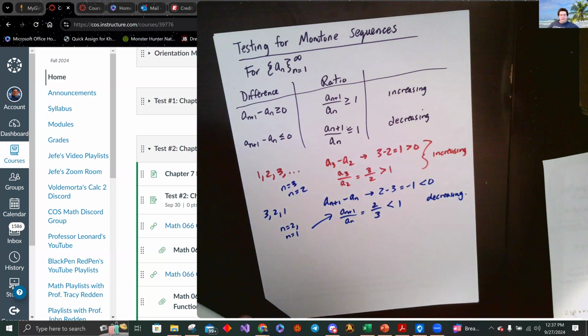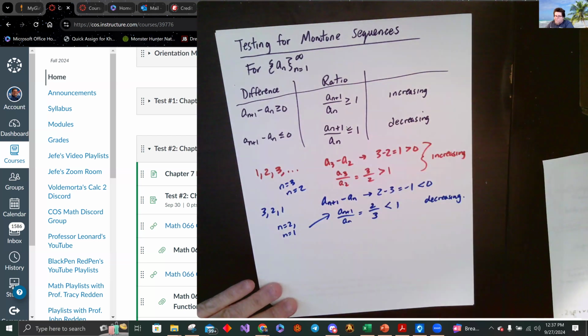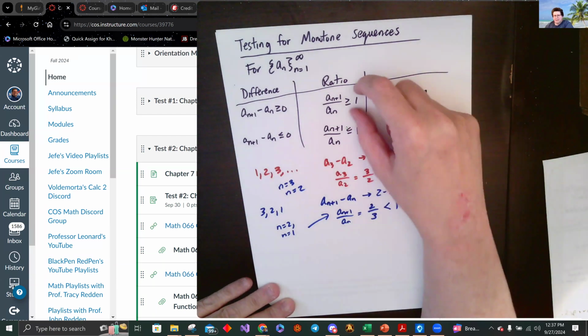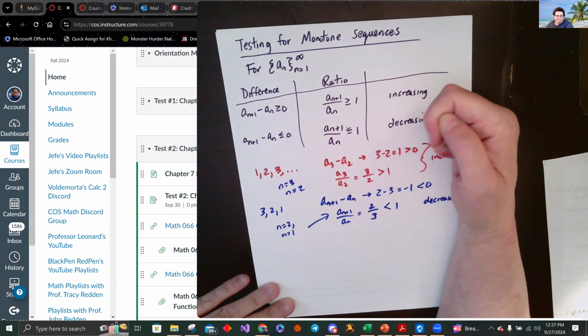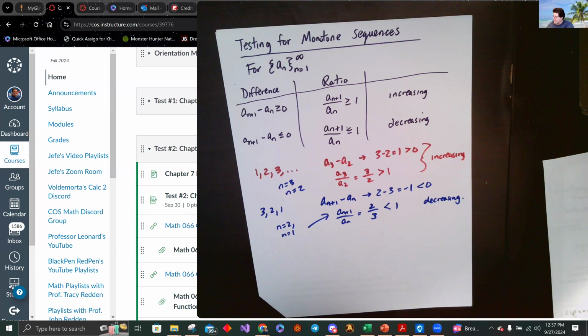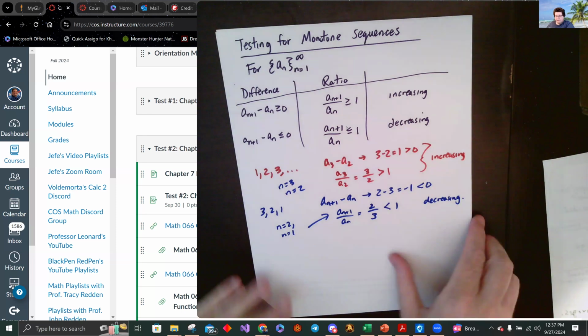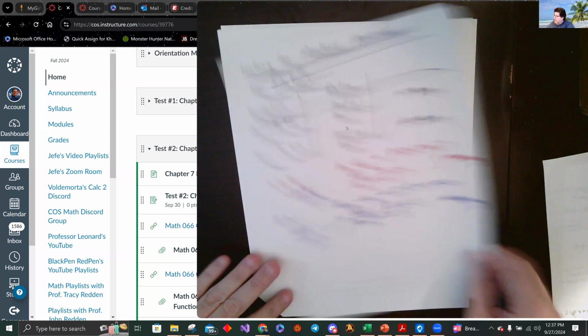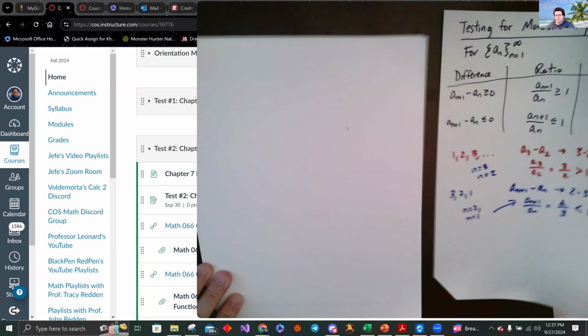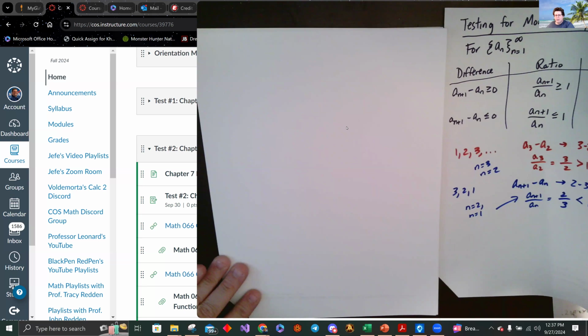That's a helpful way to remember it. You'll get used to remembering this. The ratio one's probably the one that makes the most sense: is the top number bigger or smaller than the bottom number? And sometimes one test works better than the other. So let's take a look at some examples. I'll leave that right there while we're working on this next example.